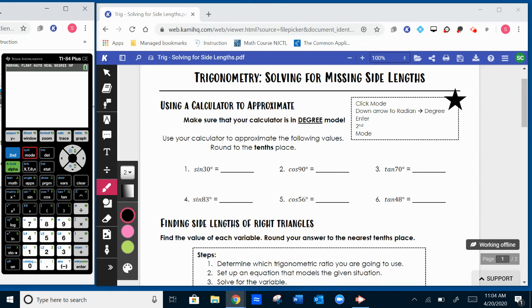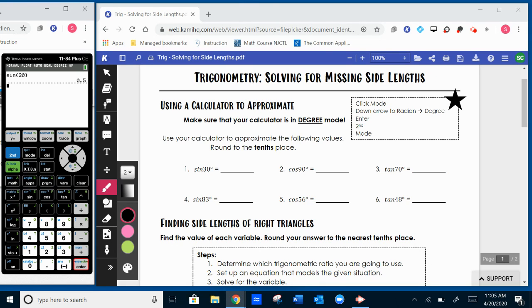So we're going to use the calculator to approximate sine, cosine, and tangent with different angle measures. So first we're going to approximate the sine of 30 degrees. So to do this, we just click on sine on the calculator. Here's our sine, cos, and tan that we're going to use. So we're just going to click on sine, type in 30, close parentheses, and enter. And that is all we have to do.